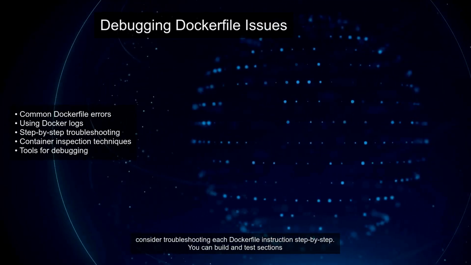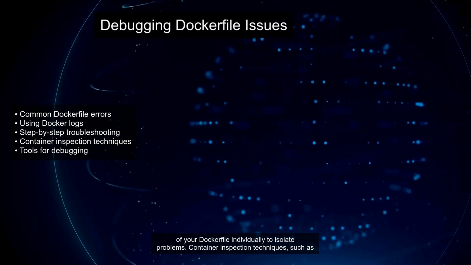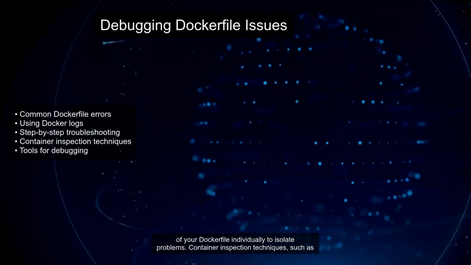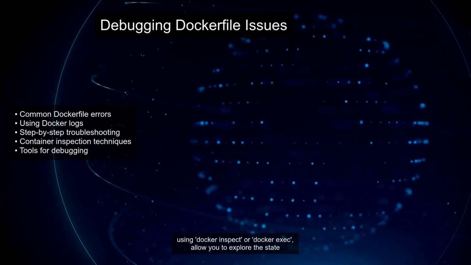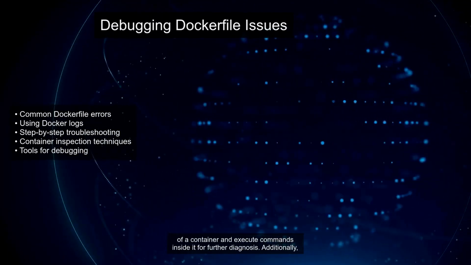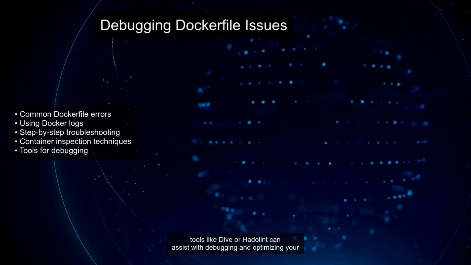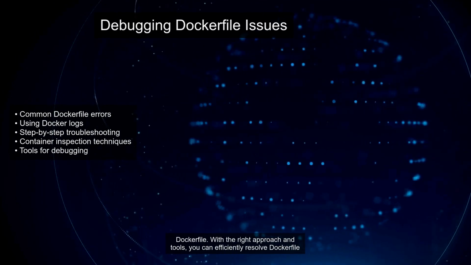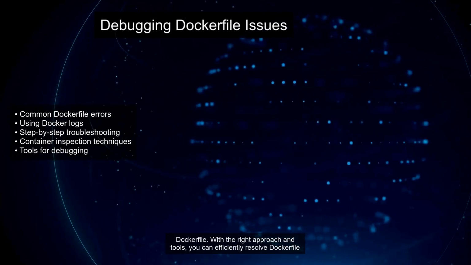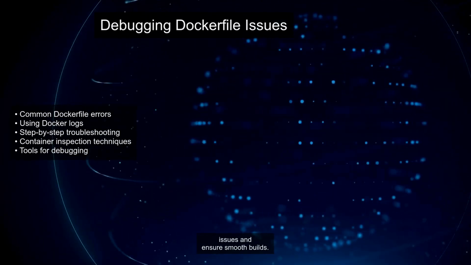For a more structured approach, consider troubleshooting each Dockerfile instruction step by step. You can build and test sections of your Dockerfile individually to isolate problems. Container inspection techniques, such as using docker inspect or docker exec, allow you to explore the state of a container and execute commands inside it for further diagnosis. Additionally, tools like Dive or Hadolint can assist with debugging and optimizing your Dockerfile. With the right approach and tools, you can efficiently resolve Dockerfile issues and ensure smooth builds.